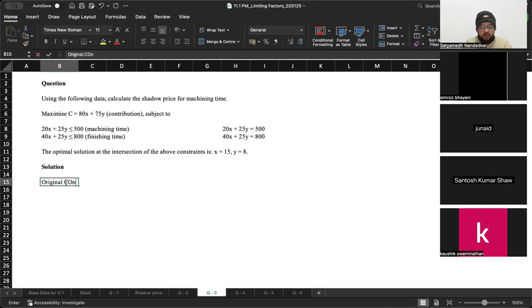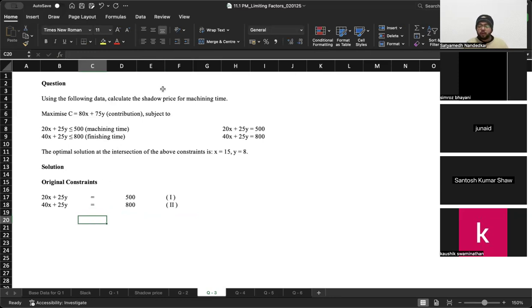So original constraints. ठीक है. What are the original constraints? 20x plus 25y. ठीक है. This is equal to 500 and 40x plus 25y is equal to 800. ठीक है. This is my equation 1 and this is my equation 2. ठीक है. 20x plus 25y, 40x plus 25y. Constraint 1, constraint 2.